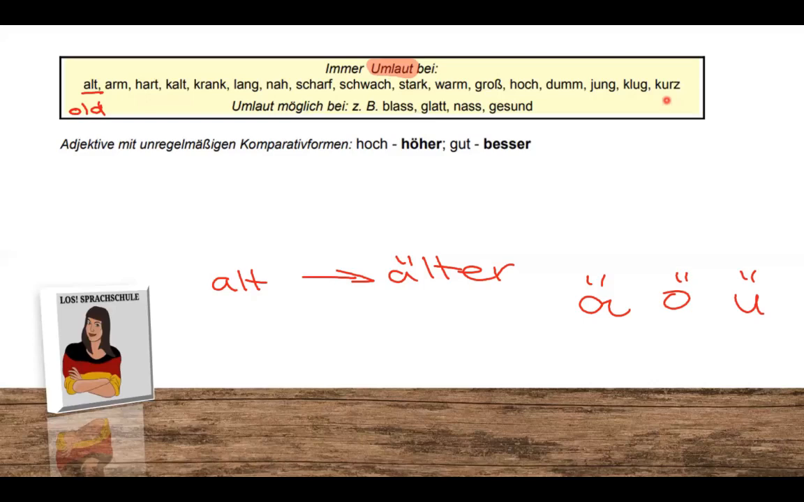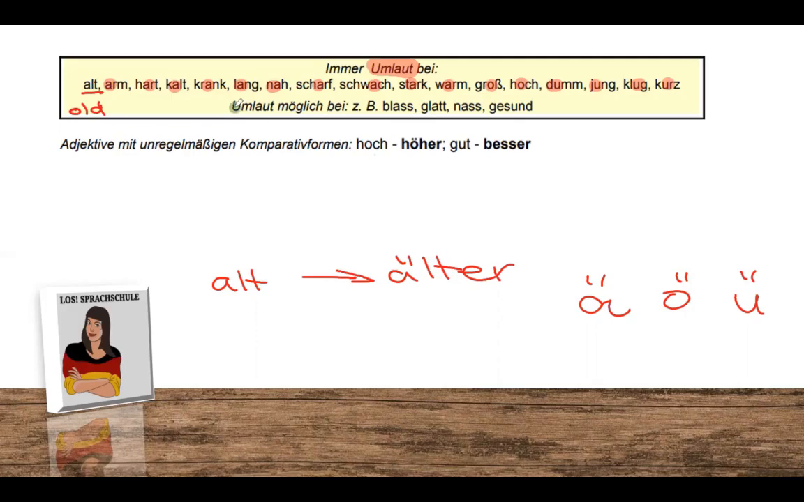Those are the adjectives we're talking about at the moment, and they always have the same build. I try to visualize it for you by making red the letters that will become an umlaut. Of course, A becomes Ä, O becomes Ö, U becomes Ü. And every adjective needs an ER at the end to become a comparative. This is the first part.